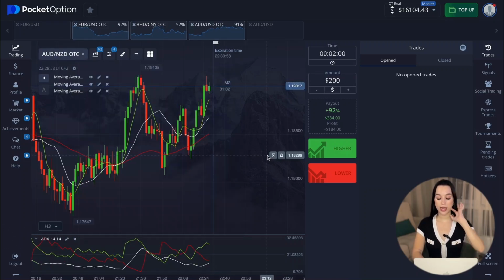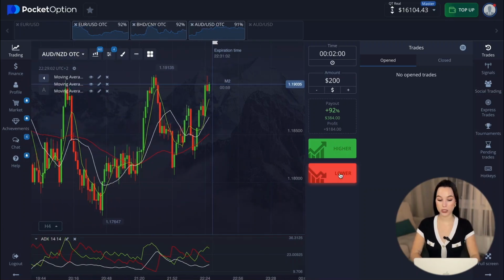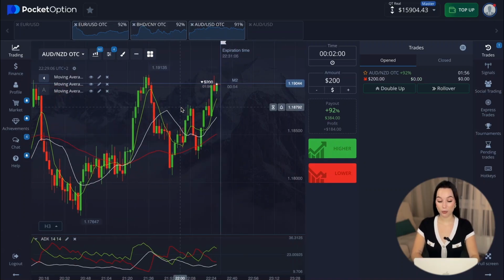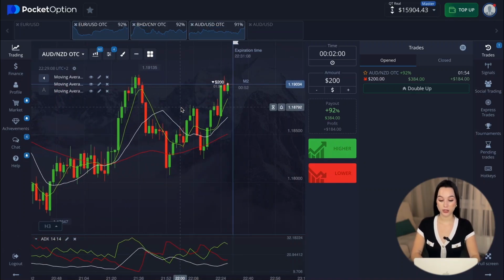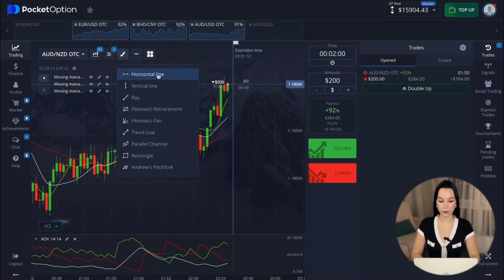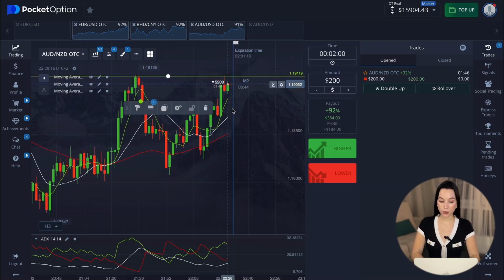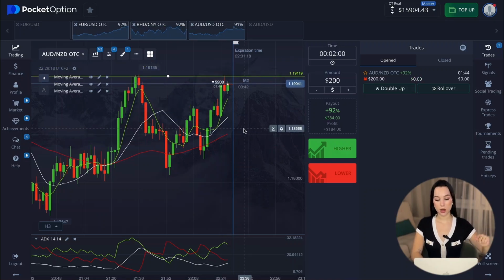So let's look at the other examples. Here, for example, I already told you about that. Here I open a position for $200 down for 2 minutes as well, and here we can see clearly, I will draw it for you, the resistance level. Before that we can see that it was also an upward trend, and boom, the buyers just couldn't break this level and it went down.